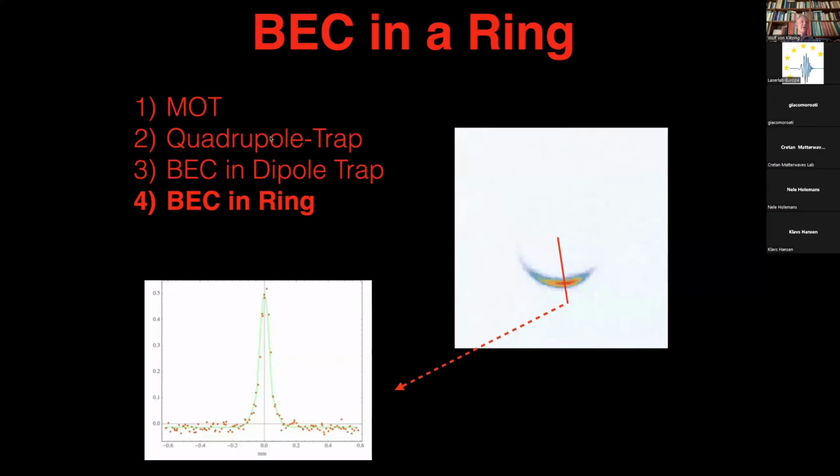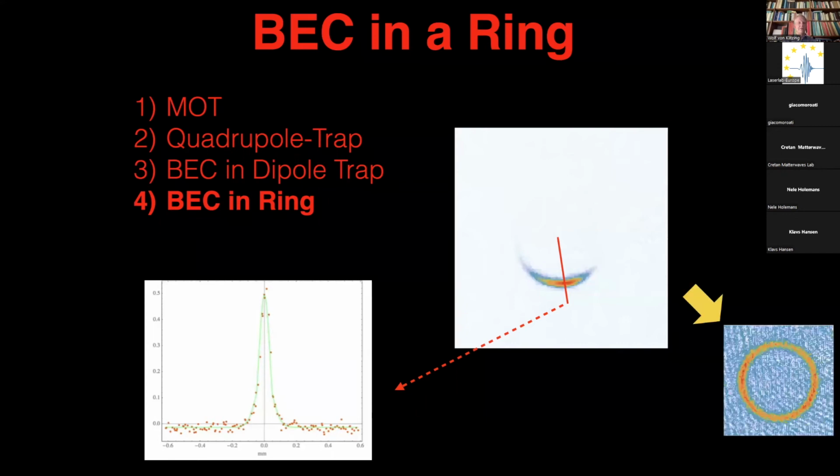So okay, we first make the BEC and then we put it in the ring. And this is now the BEC, but how do we know it's a BEC? Well, if you make your cut through the BEC now on one side of the ring only, then you can see, well, this is a fit of a parabola, which is the BEC, with a background, which is a Gaussian. So it's a Gaussian below, parabola above. So it's a BEC, we're sure. And we can also make the BEC fill the whole of the ring.